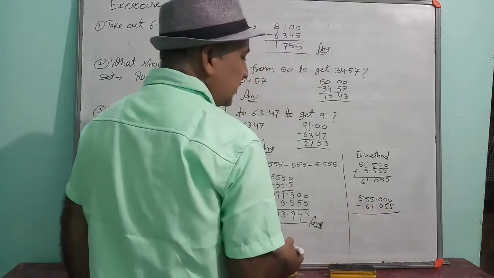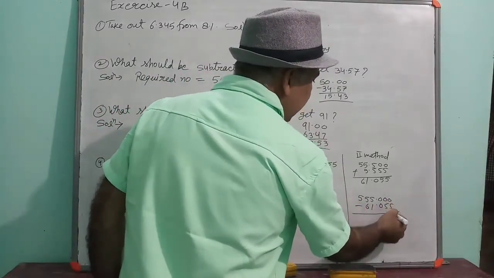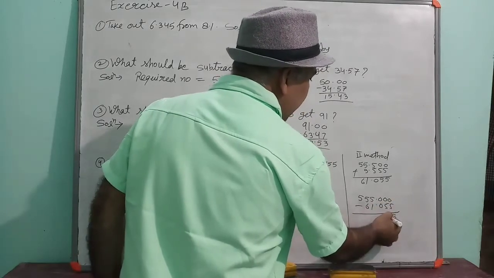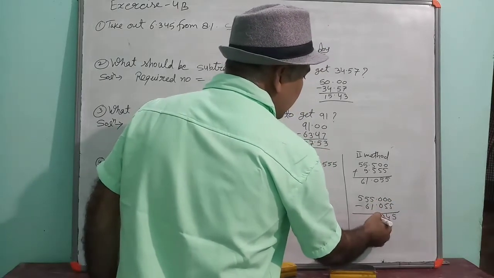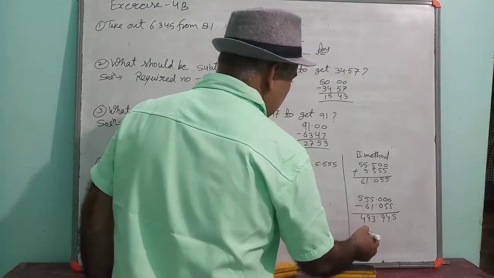61.055. Understood? 10 minus 5 is 5. 9 minus 5 is 4. 9 minus 0 is 9. 4 minus 1 is 3. 15 minus 6 is 9. And this is 4.